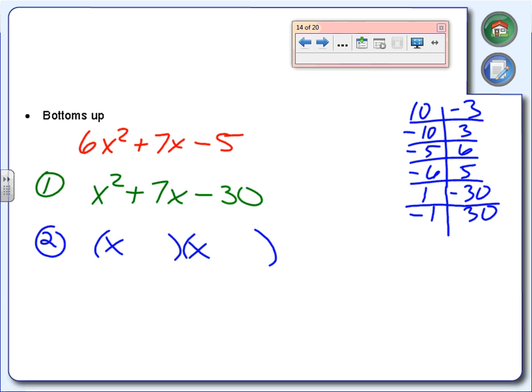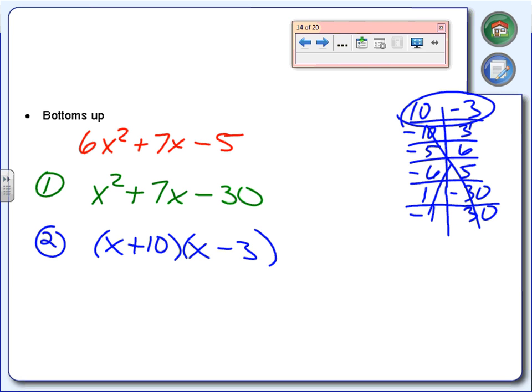Out of these that we've listed, we're looking for the ones that are going to add up to the middle number, the 7. Which of these are going to add up to a positive 7? Let's take the first one. Is 10 plus a negative 3 going to add up to a positive 7? Yes. So there's no need to mess with these other numbers. We just found them. So 10 and negative 3 are the numbers we're going to use.